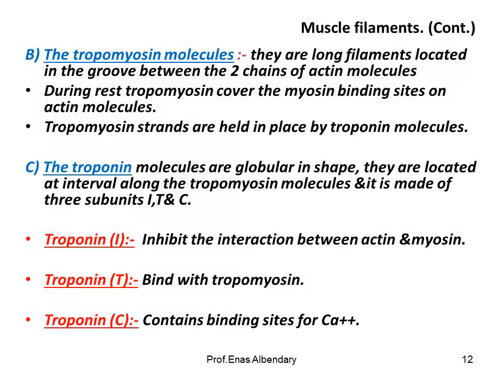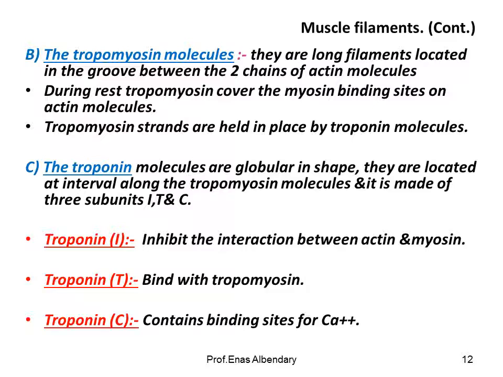Thin filaments is tropomyosin molecule. They are long filaments located in the groove between two chains of actin molecules. During rest, tropomyosin covers the myosin binding site on actin molecules. Tropomyosin strands are held in place by troponin molecules.